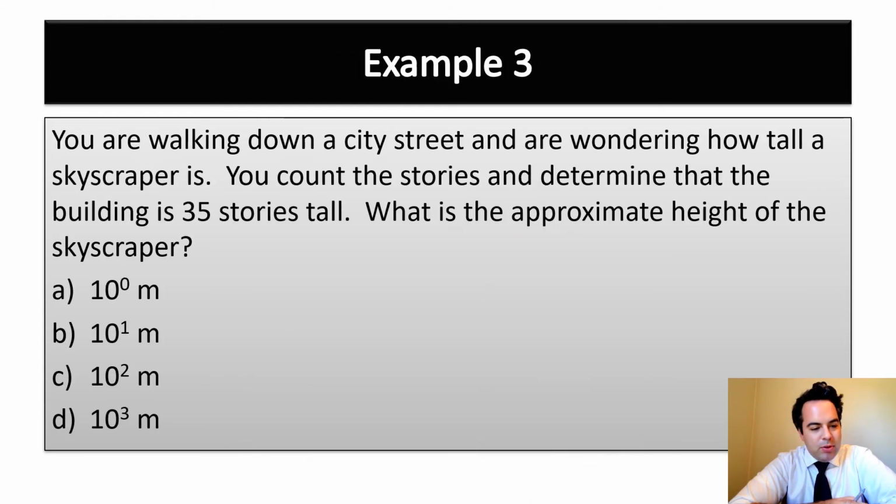So there's some more examples here. I'm already 11 minutes in, so you could do this one.